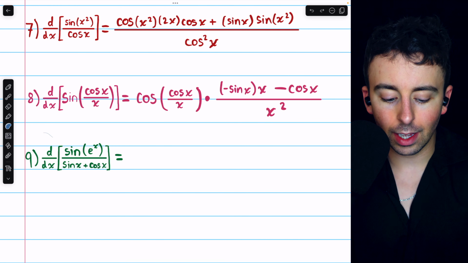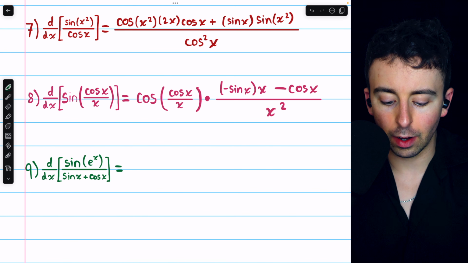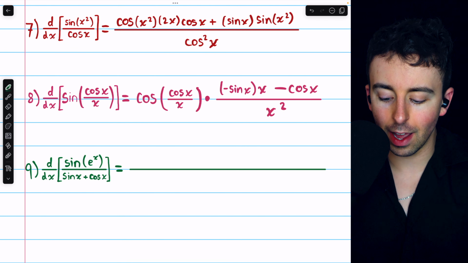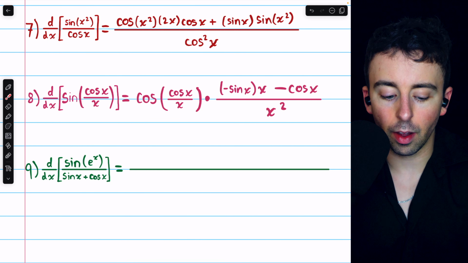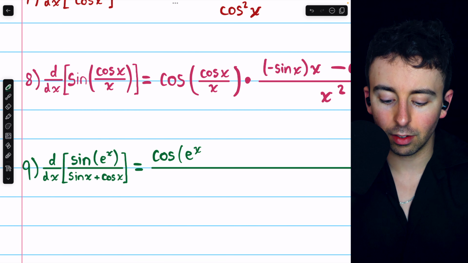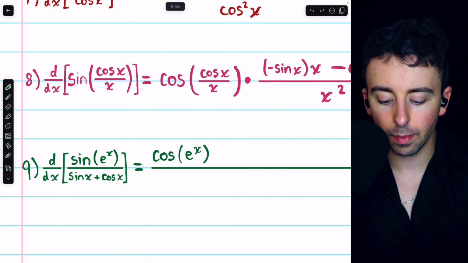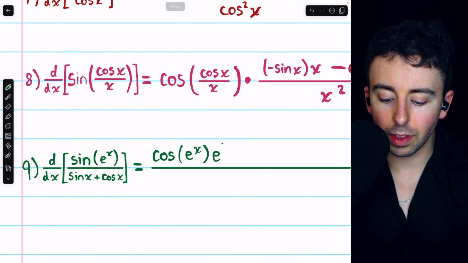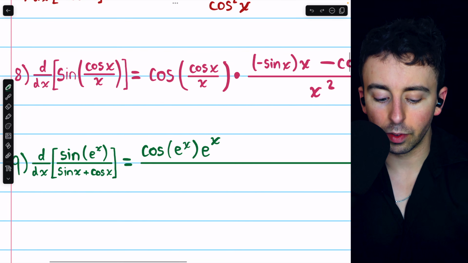For problem 9, again, we're going to need the quotient rule, and we're also going to need the chain rule. So let's draw a big fraction line. We'll start with f prime. That's the derivative of the numerator. To take the derivative of the numerator, we begin with the derivative of the outside function, so cosine of e^x. The derivative of sine is cosine. And then multiply by the derivative of the inside function. Now that's f prime, what we have there, the derivative of the numerator.